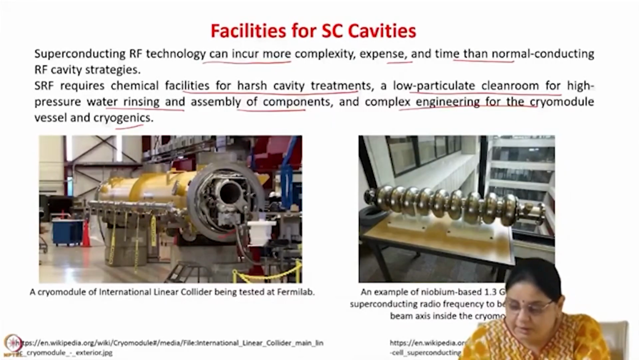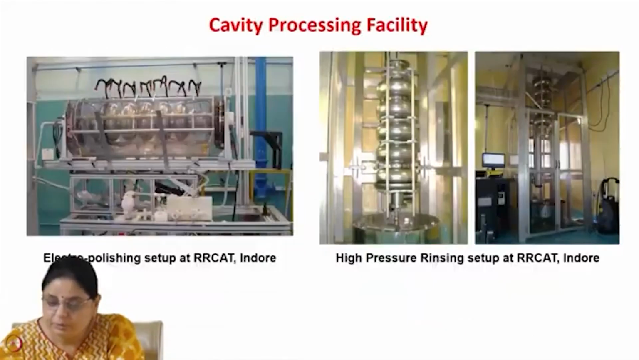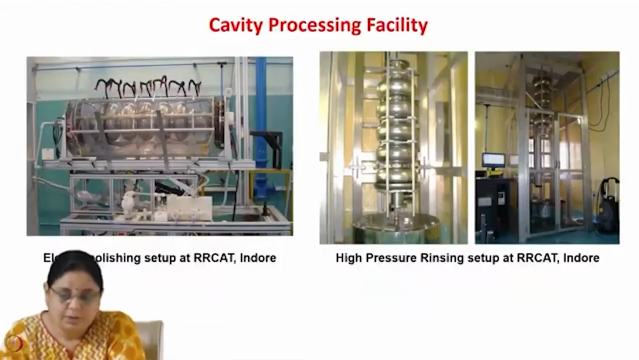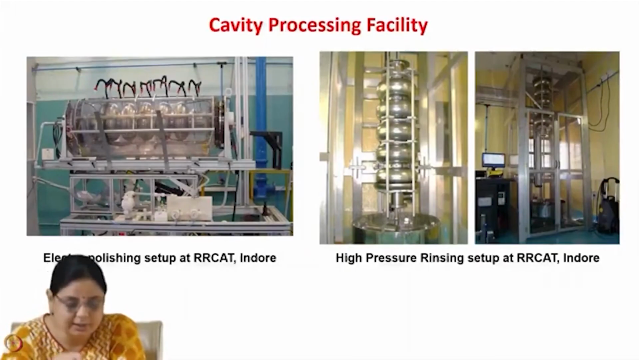So this is an example of a niobium based 1.3 gigahertz 9 cell superconducting cavity to be put along the beam axis inside the cryomodule. So this is the cavity, it will be jacketed and then it will be put inside the cryomodule. So as I said, lots of infrastructure has to be developed for development of superconducting cavities. Some of the infrastructure is shown in the subsequent slides.